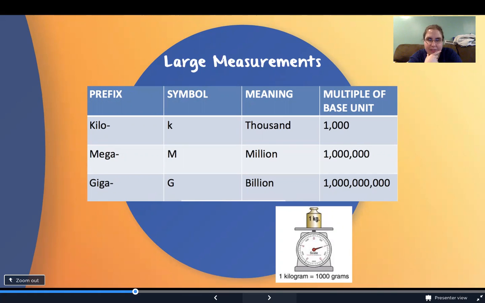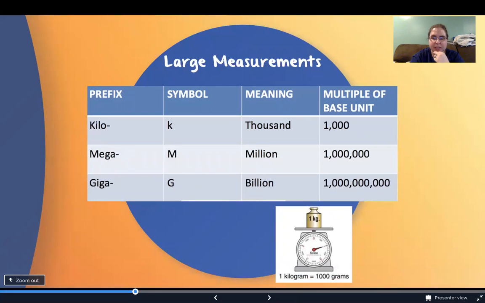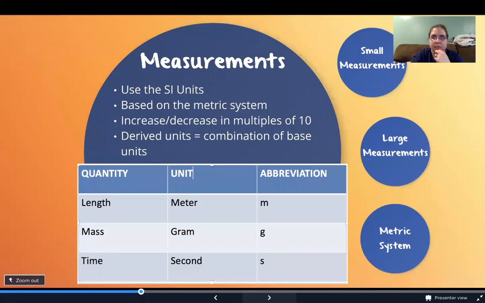A megameter means that it's 1,000,000 times bigger. 1 megameter is equal to 1,000,000 meters. And a giga, which means billion, a gigameter would be the equivalent of 1 gigameter equaling 1 billion meters. So notice we're just adding zeros to different locations. We're not changing the values as opposed to the empirical system that we use here in the US.